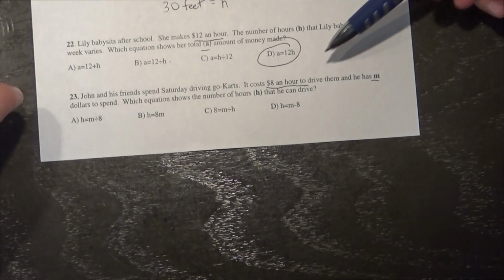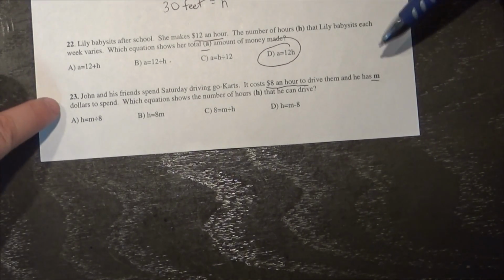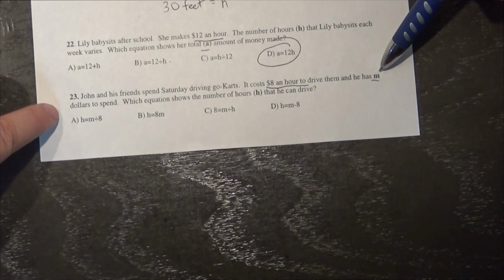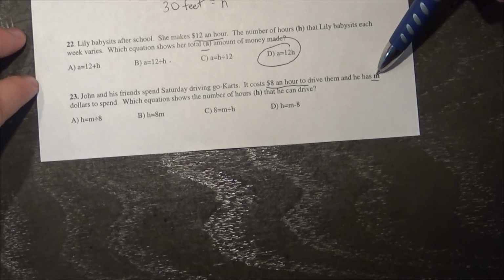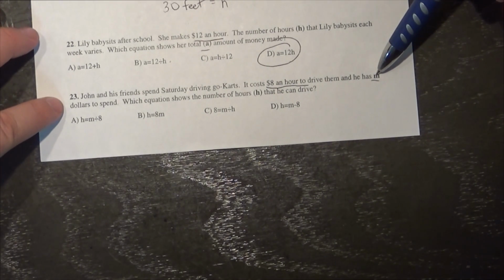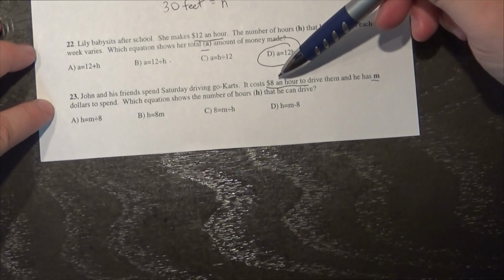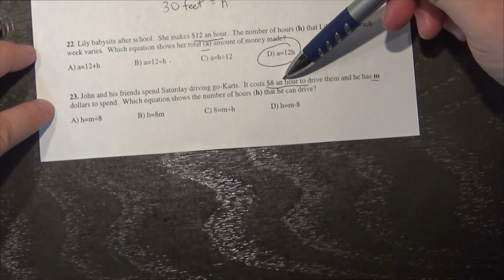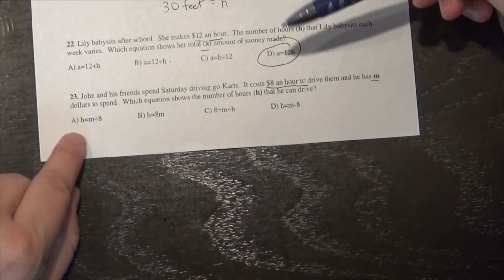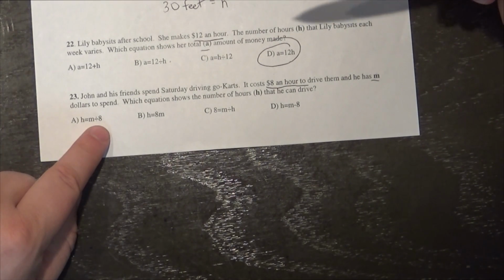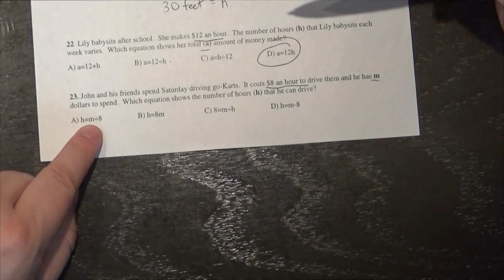If we think about this, we know that it costs $8. He only has M dollars to spend, right? So that's the most he can spend. If he has this much, let's just pretend it's $80. That's M dollars to spend. He would be able to take that amount divided by how much it costs per hour, and that would tell us how many hours he can drive. So the hours equals M divided by 8. Right off the bat, that seems like our winner.